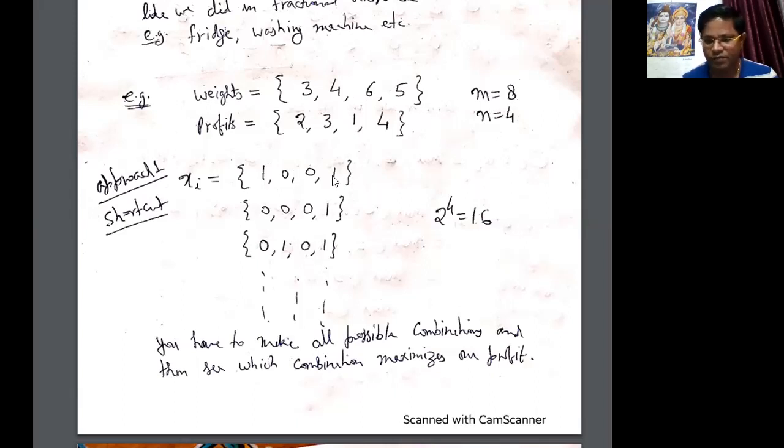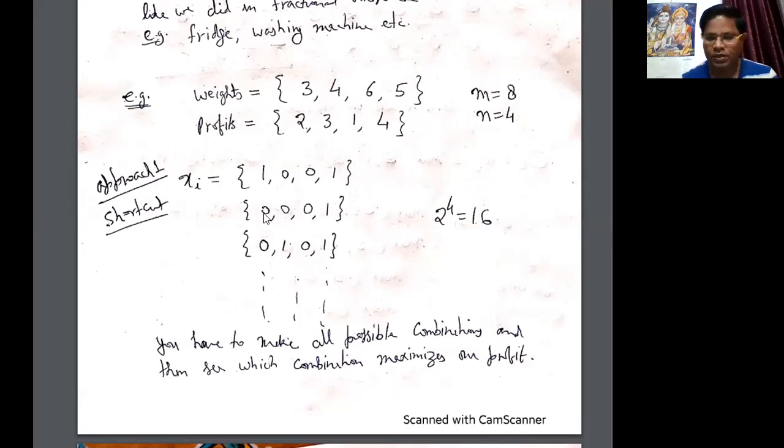So this is one of our possible combinations, and let us check how much profit we get if we place these 2 items. The profit associated with the first item is 2, and the profit associated with the last item is 4. So the total profit is 2 plus 4, that equals 6. It means if we use this combination, the total profit will be 6.